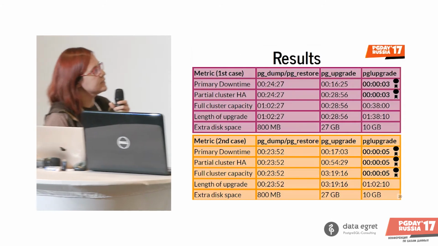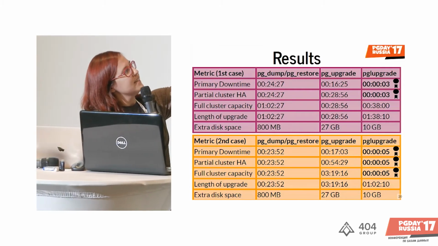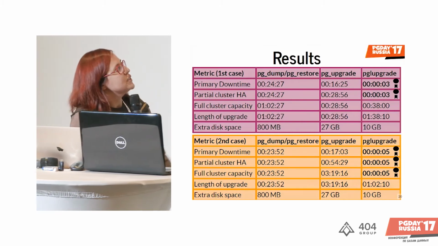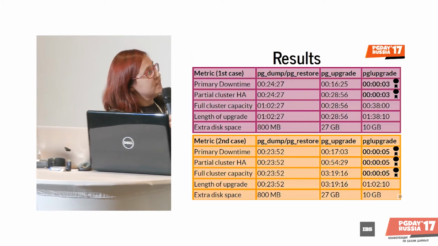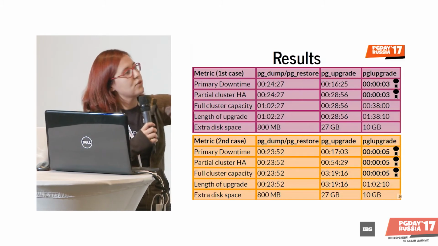So these are the results. First, I would like to share the victory part. As you see, pglogical upgrade achieved the minimum downtime, which is at the very right corner, compared to the other ones, from minutes, almost half an hour, to like 3 seconds and 5 seconds.